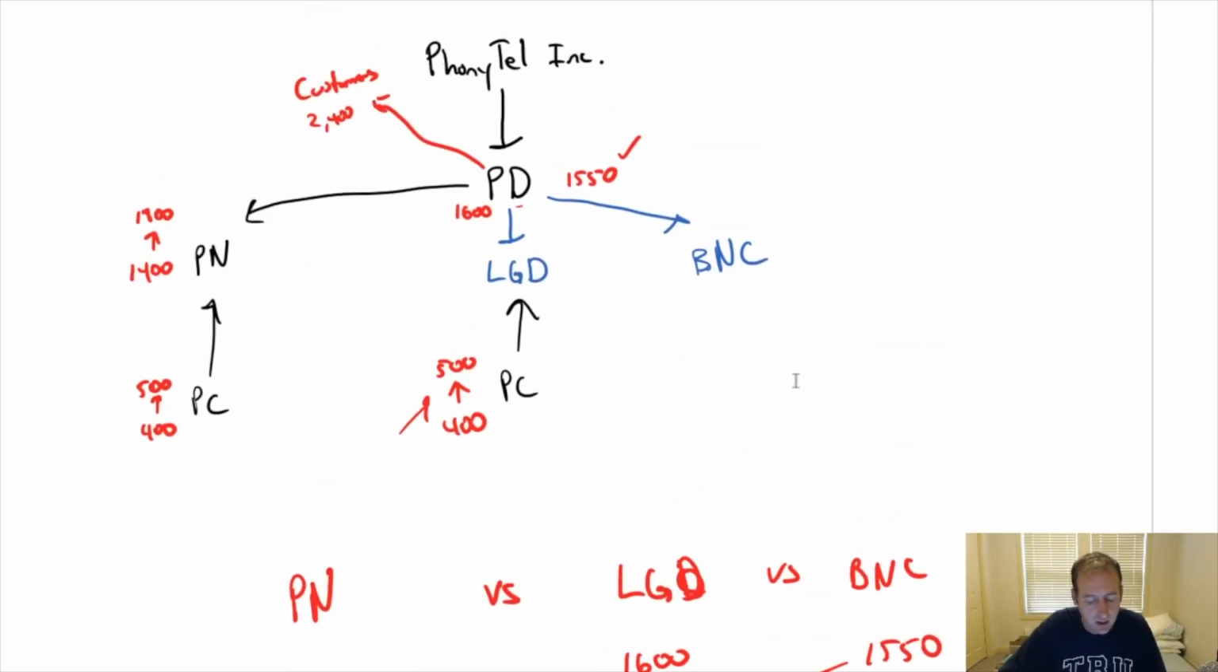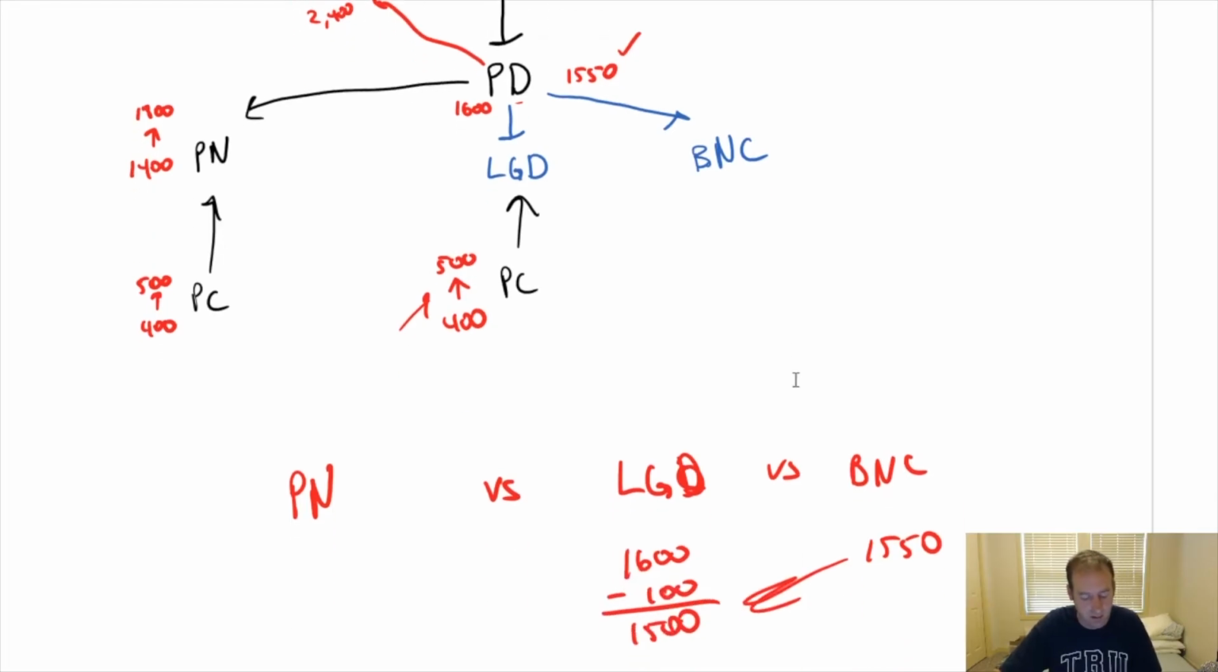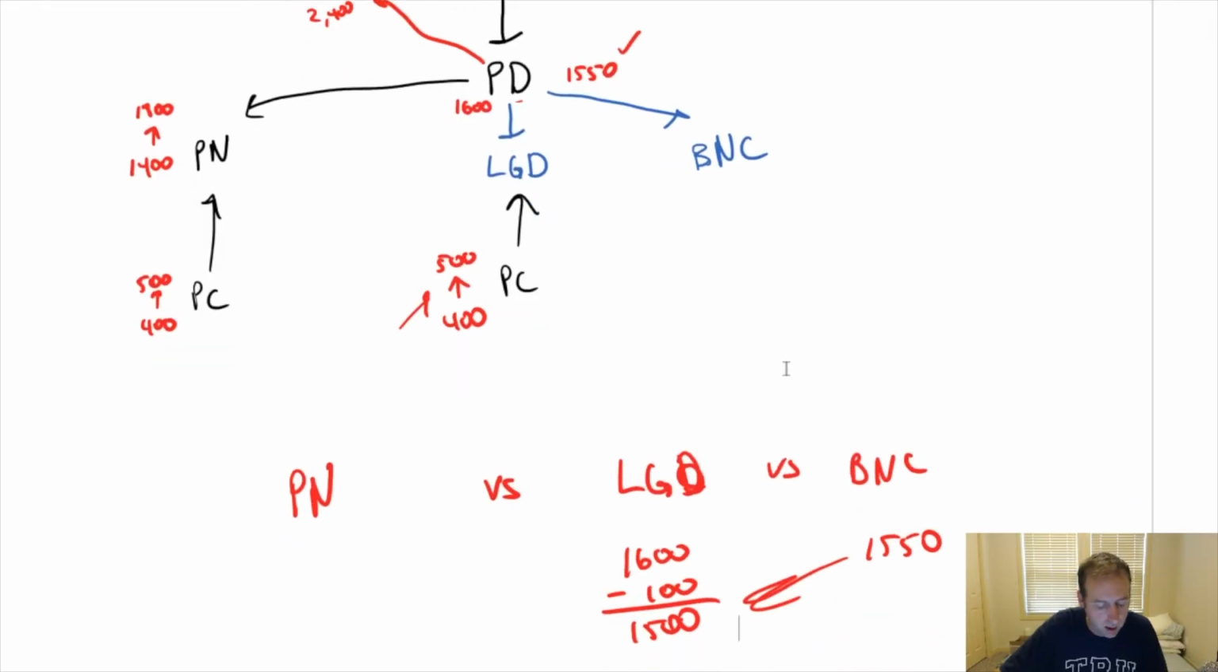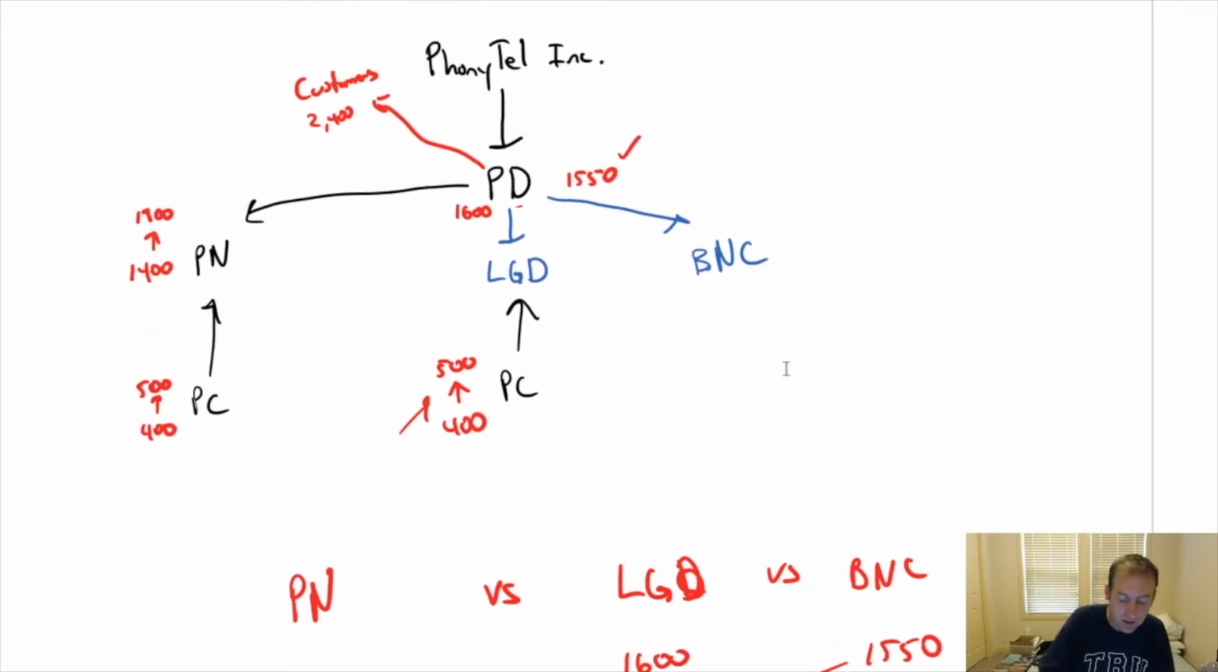Now let's take a look at Phonytel Networking. Let's take a look at that deal if we accept Phonytel Networking's deal. So the cost to us as a company is just the variable cost. So $400 is our variable cost. Embedded in this $1,400 is the fact that they've only paid $400. Maybe I'll look at this a different way, actually.